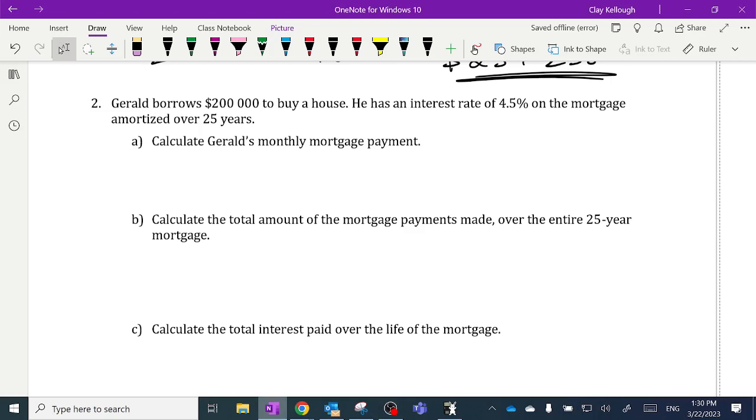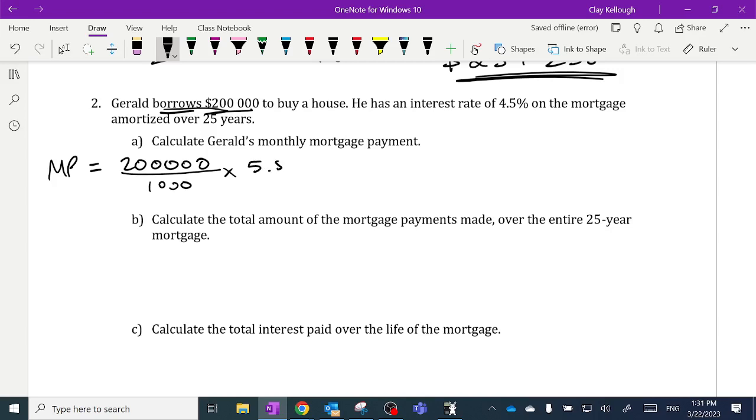Okay, so mortgage payment is easier than this question because you don't have to worry about that whole down payment thing. This is how much Gerald borrows. So it's 200,000, so mortgage payment, monthly payment, divide by 1,000, times, and I looked up the table number this time, and the number I got this time was 5.53. Is that the number you used? Yes, all good. So I did the number crunching, and I got $1,106.